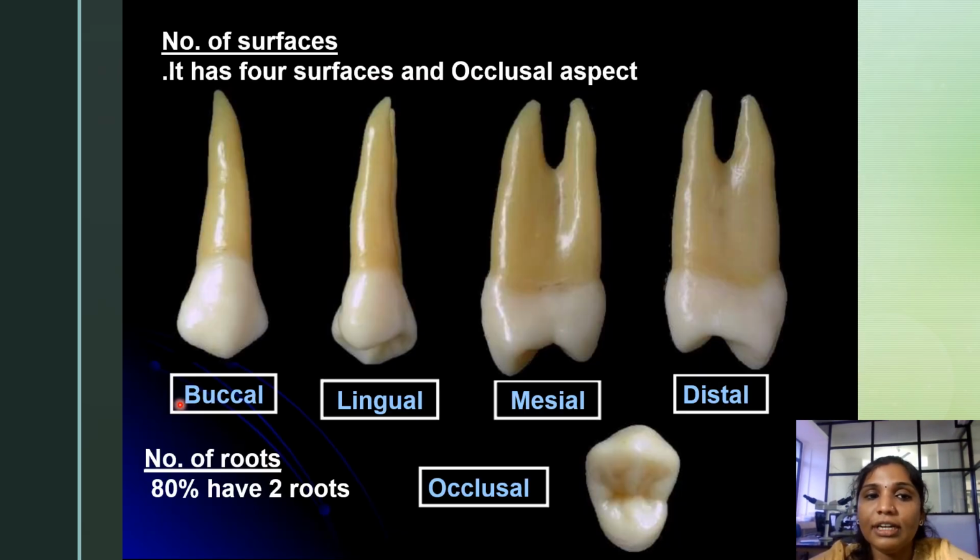It has got four surfaces and one occlusal aspect, that is buccal, lingual, mesial, distal and occlusal. And 80% of this permanent maxillary premolar has two roots.